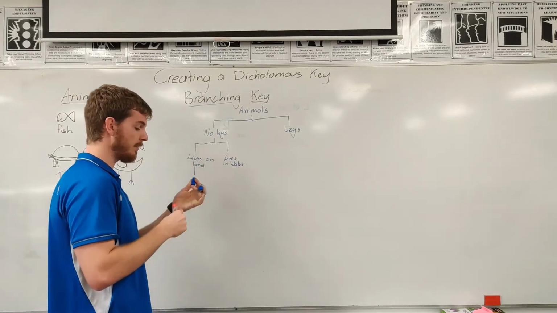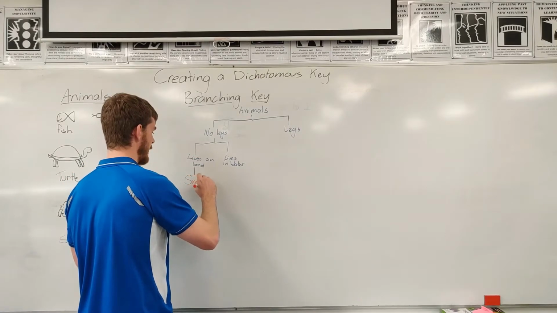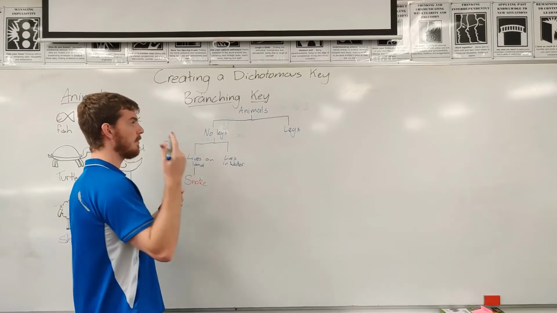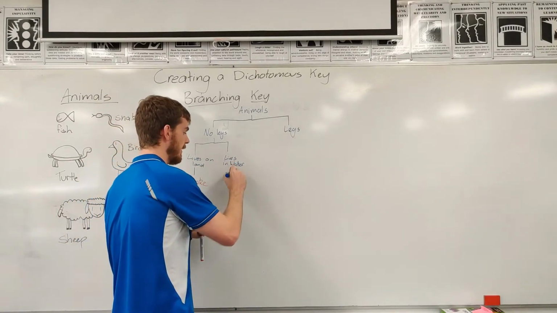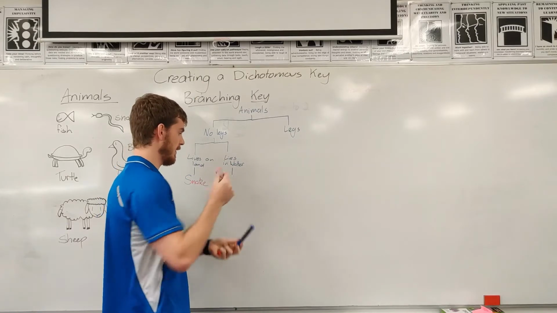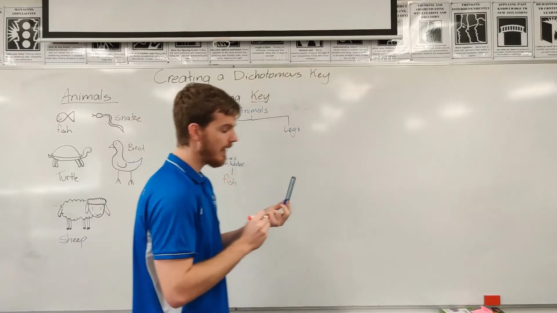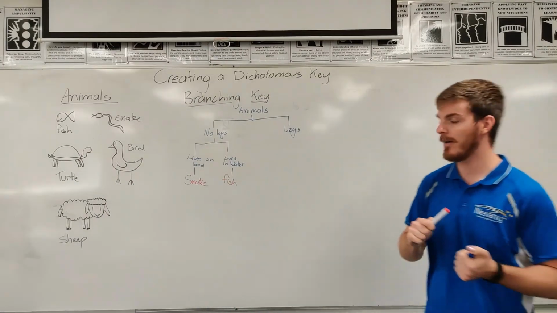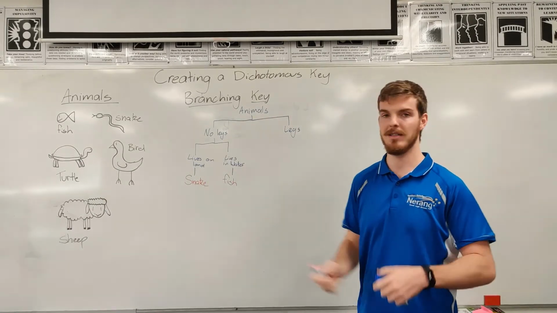There's only one animal, and it is a snake. And there's only one animal that lives in the water with no legs in our little group here, and it is the fish. Alright? So we've now ticked off 2 of our animals. Easy peasy lemon squeezy. So that side of the key is now done.